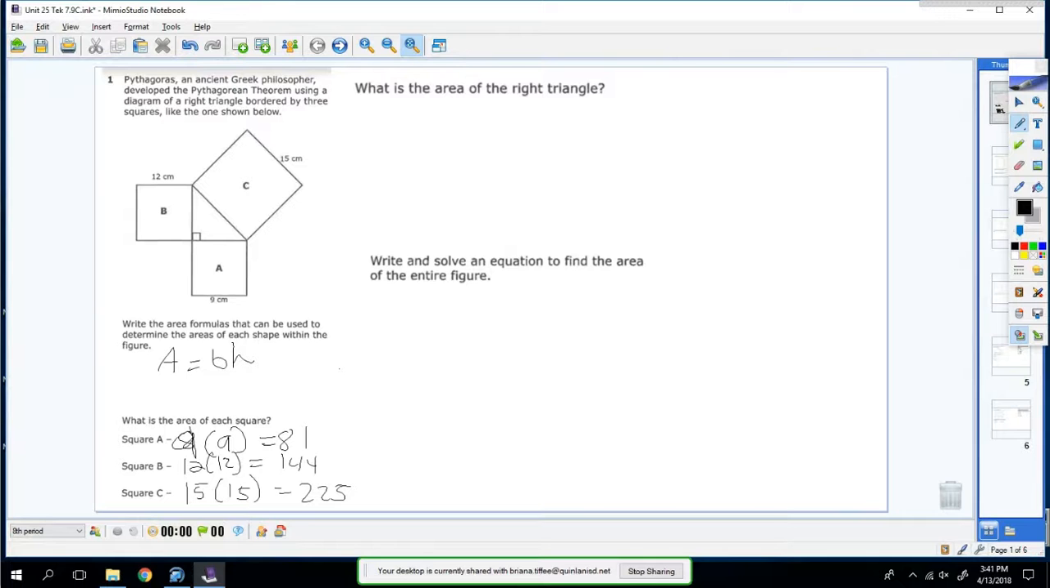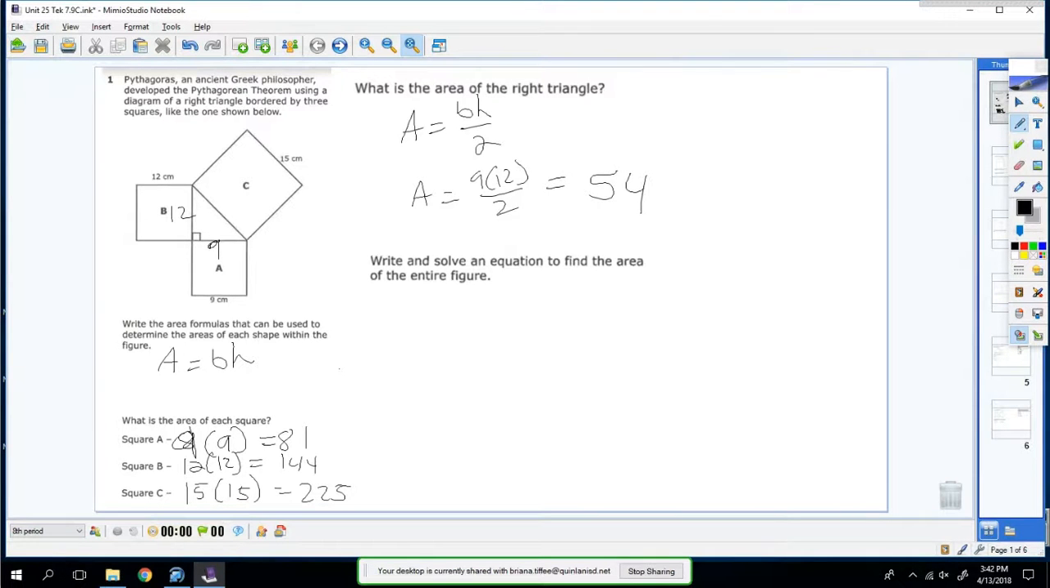So now we have to find the area of the triangle, which will be base times height divided by 2. Well, the base of the triangle will be 9, and the height will be 12. So you do 9 times 12 divided by 2, which equals 54.